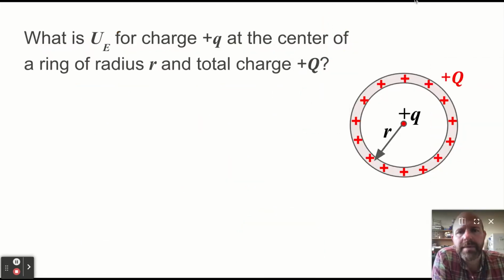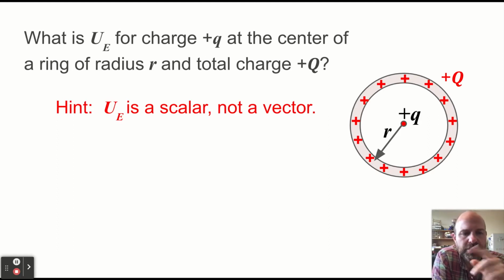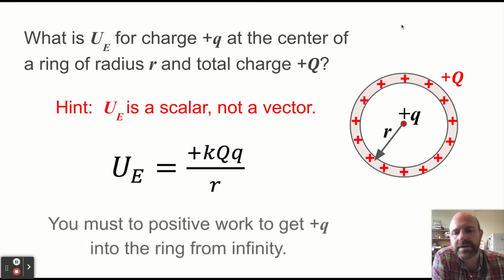What about at the center of a ring of radius r and a total charge positive Q? Now this one, you're probably tempted to say 0. But because it is not a vector, it's not like we have forces pushing in all the different directions or electric fields pointing in all the different directions. All we care about is how far we are from all the charge. And in this case, it's pretty simple. If you're at the center, little q is a distance r from every bit of charge. And so the electric potential energy is KQq over R, right?